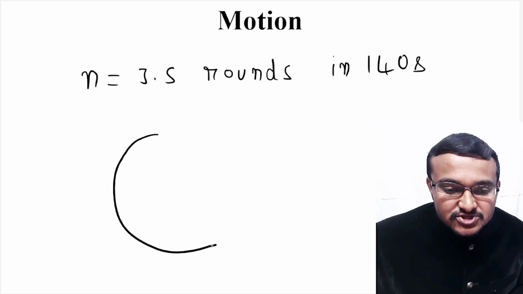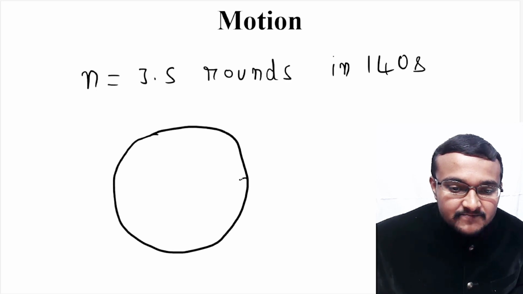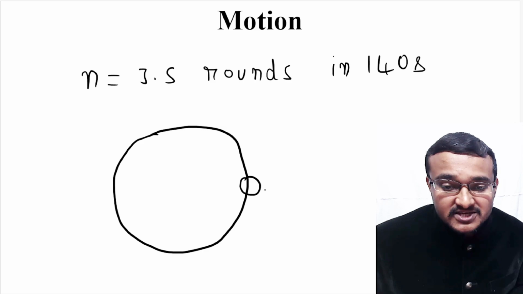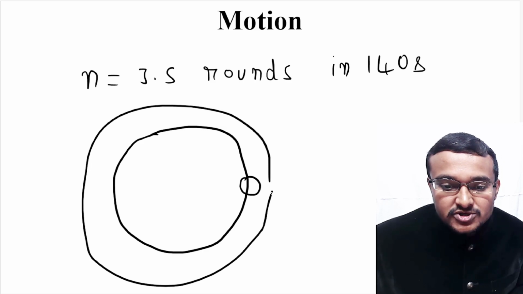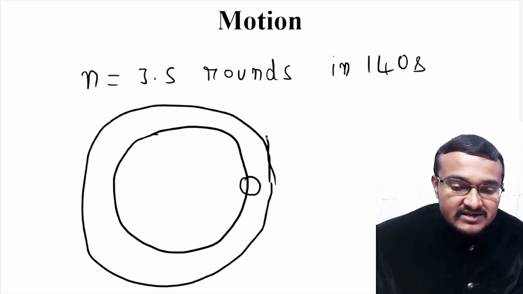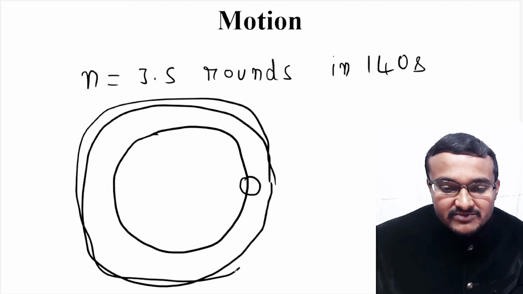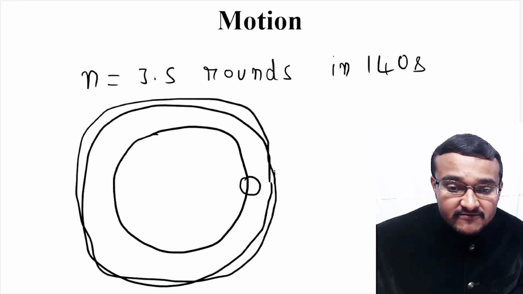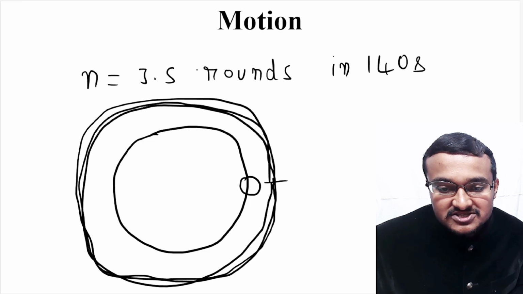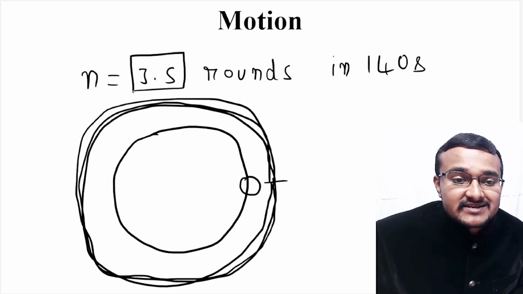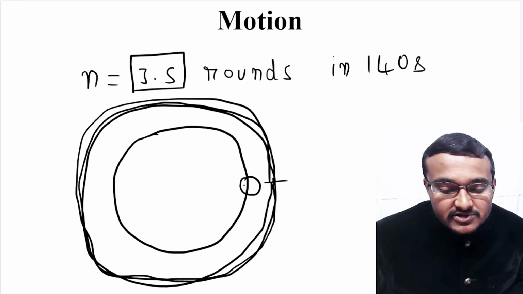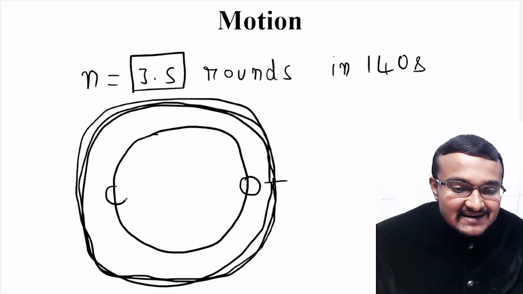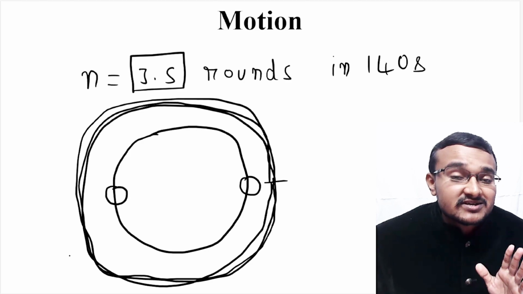So now if you assume this as a circular path, and this athlete has started from this particular position, if he is completing one round, it means he is coming back to his original initial position. If he is covering the second round, then also he is coming to the same initial position. Now if he is covering the third round, again he is coming to the same initial position. Here in 140 seconds he has completed 3.5 rounds. That means 0.5 rounds you have to add for this. So 0.5 rounds means he will be exactly in the opposite position on this circular path.